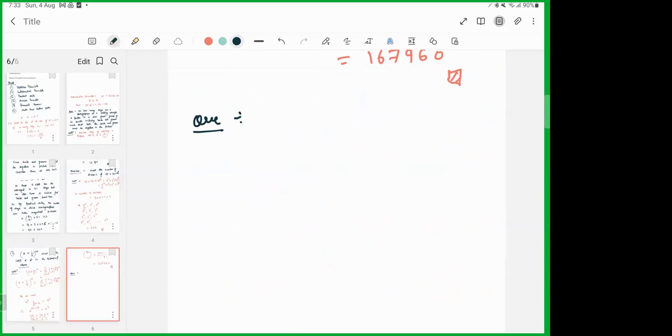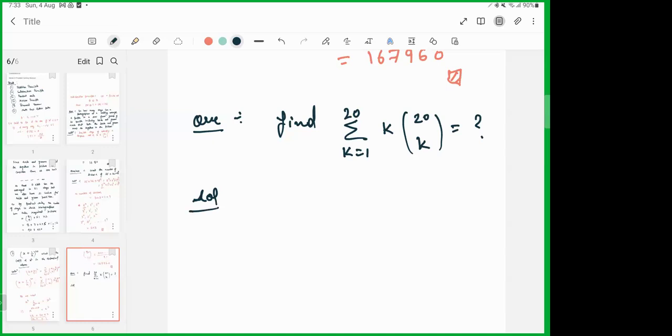Next question. Find the summation, k running from 1 to 20, of k into 20 choose k. This number we have to compute. So how to do this? Can you tell me how to do this?